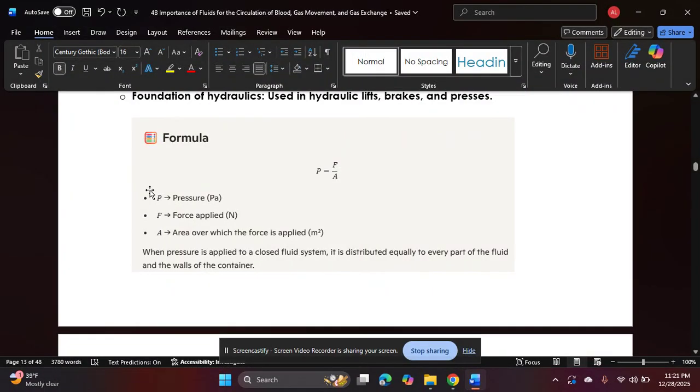All right, so Pa is the unit of pressure, right? So P equals F by A.